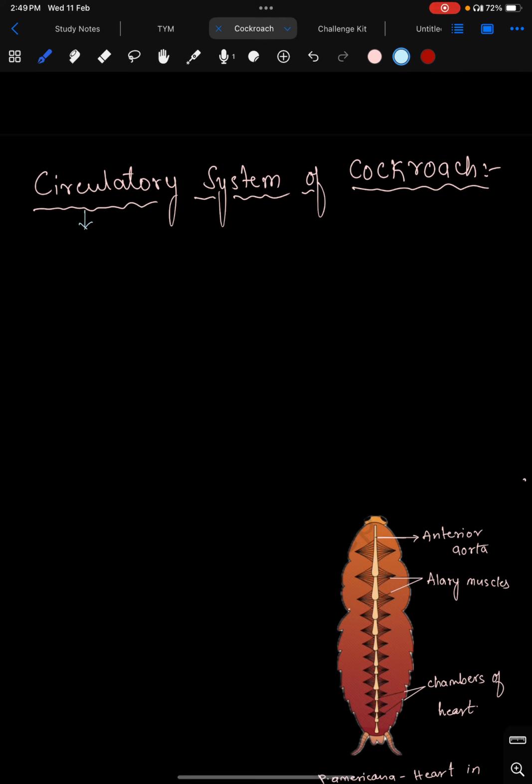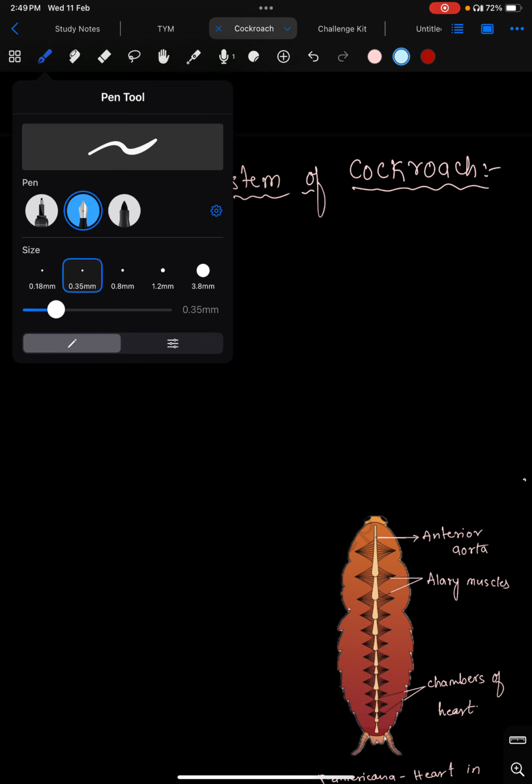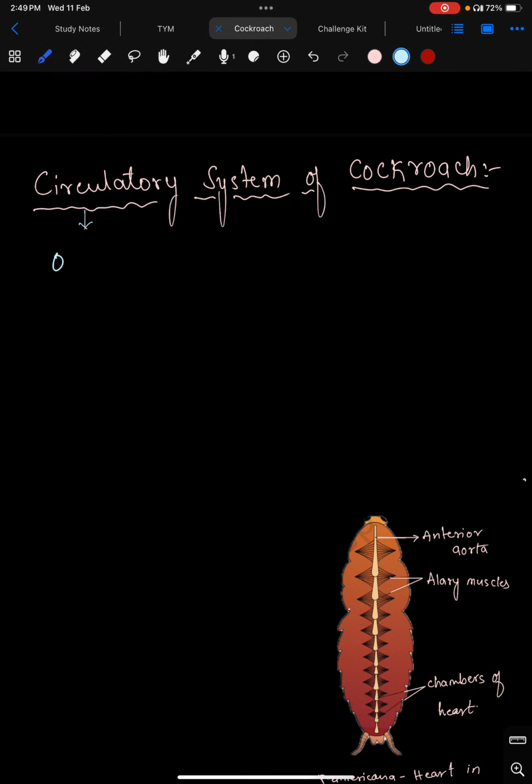What is meant by an open type of circulatory system? An open type of circulatory system is one where small blood vessels are not present. Whatever blood is pumped by the heart is released inside the open cavities, that is, the sinuses or hemocoel.